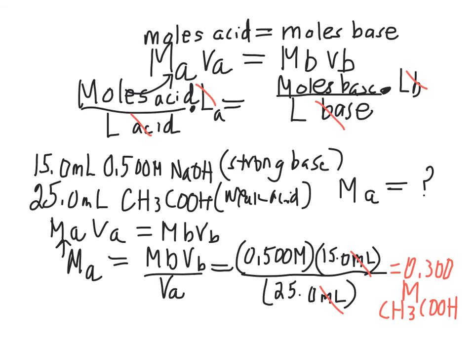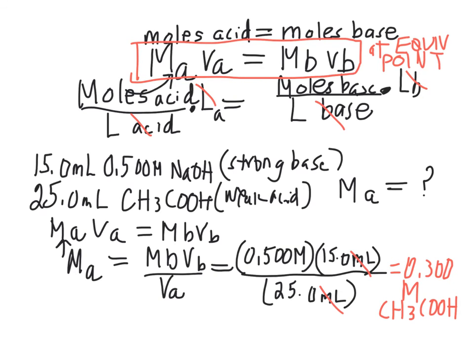You use this equation right here, where you relate the moles of acid to the moles of base. And this is true at the equivalence point, which is where your color change will take place if you're using an indicator, or where your pH jumps way up if you're following the titration with a pH electrode.